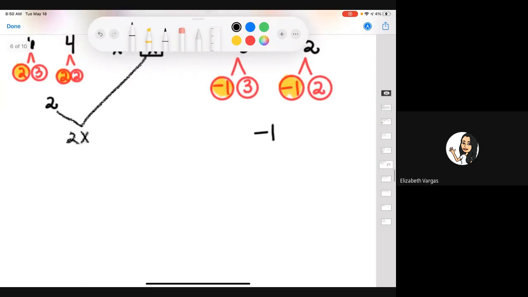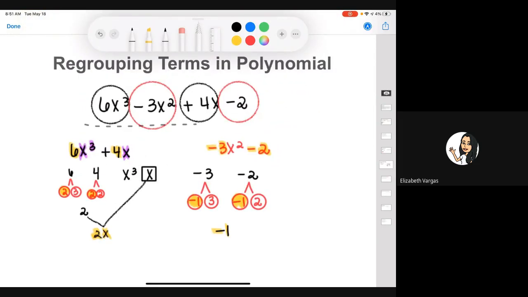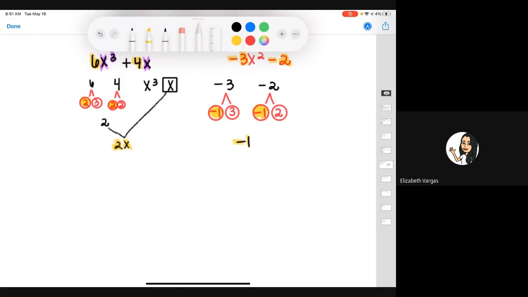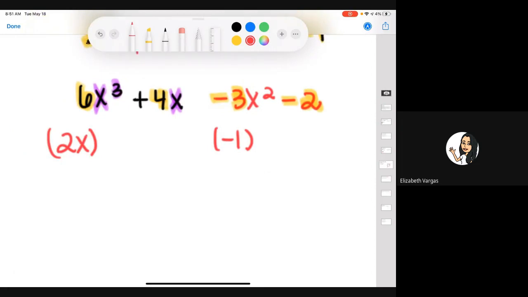Okay, so now I have my two greatest common factors, 2x and negative 1. I want to write that next to those expressions. I'll take this. Let me put it closer together just so we can see it. Okay, the greatest common factor of this side was 2x. The greatest common factor of this side was negative 1. Now I want to see what I have to multiply together to give me my original expression.